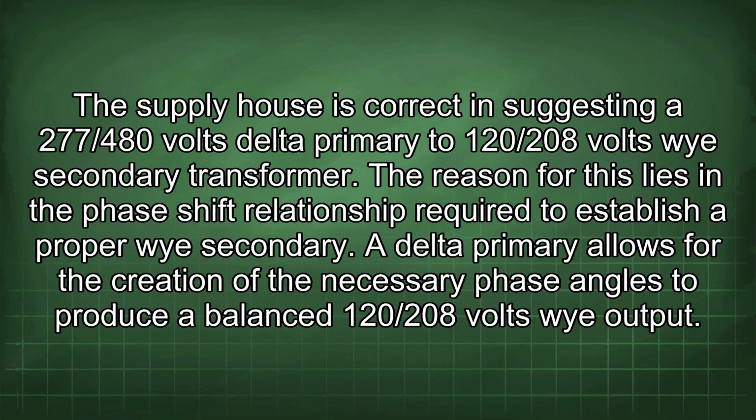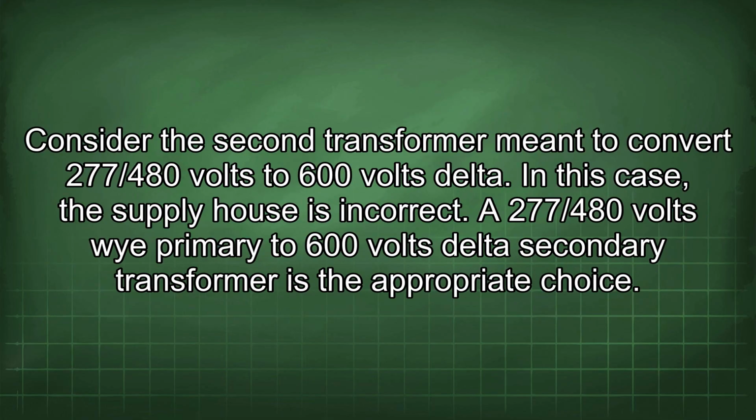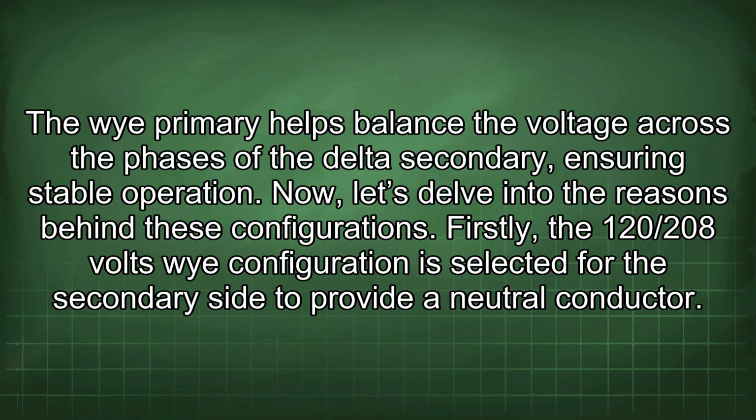120/208 volts Y output. Consider the second transformer meant to convert 277/480 volts to 600 volts delta. In this case, the supply house is incorrect. A 277/480 volts Y primary to 600 volts delta secondary transformer is the appropriate choice. The Y primary helps balance the voltage across the phases of the delta secondary, ensuring stable operation.